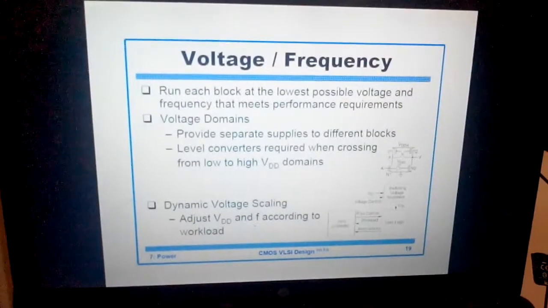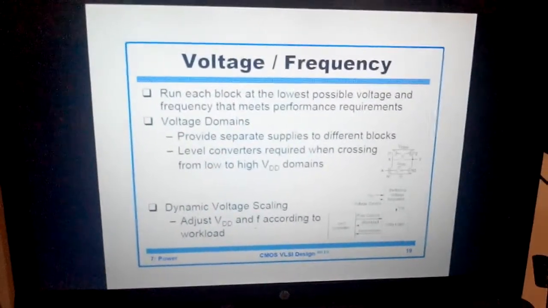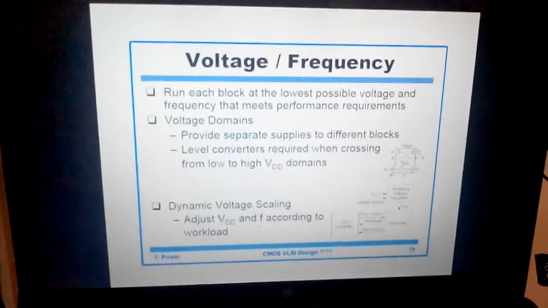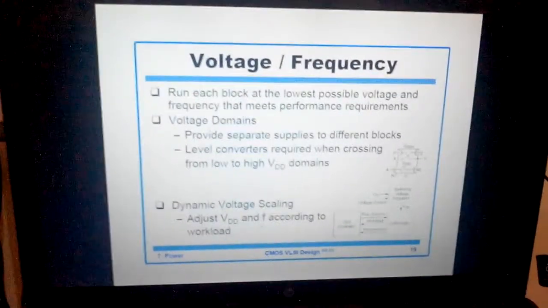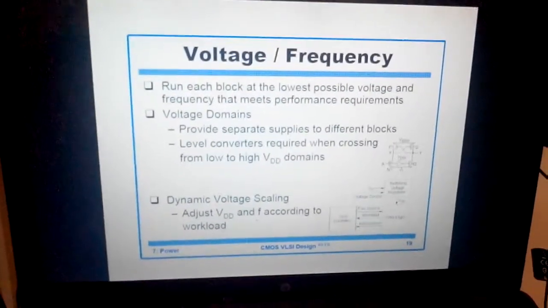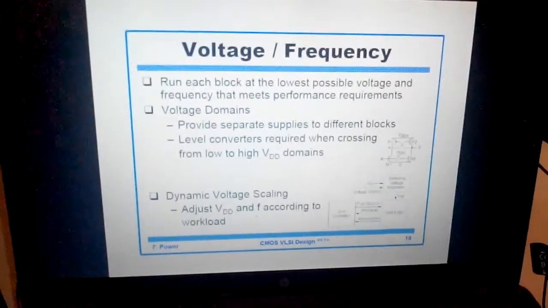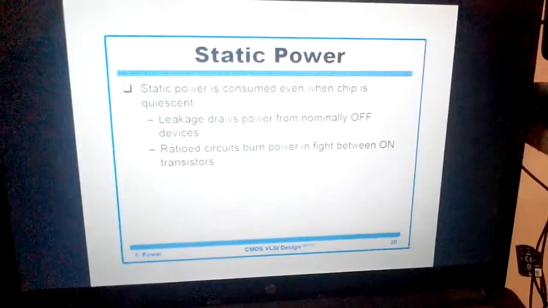Voltage and frequency. Run each block at the lowest possible voltage and frequency that meets performance requirements. In voltage domains, you provide separate supplies to different blocks. Level converters are required when crossing from low to high VDD domains. In dynamic voltage scaling, you adjust VDD and frequency according to workload.